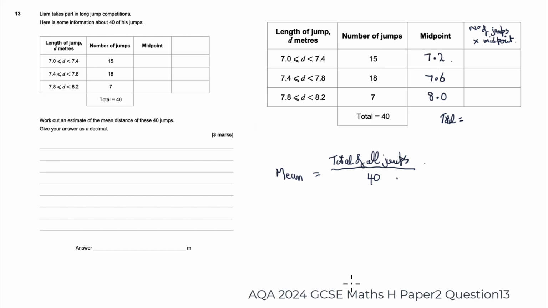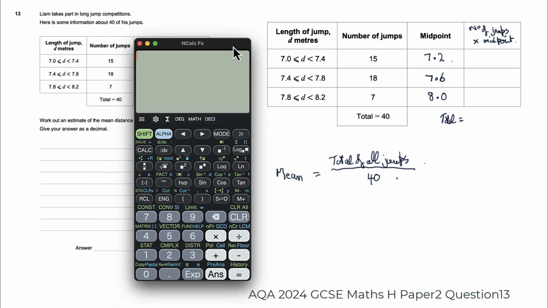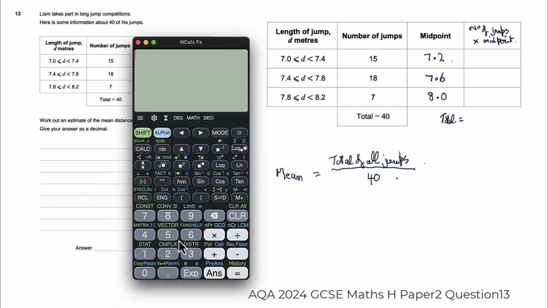We need to bring on the calculator for this part of it. So 15 times 7.2, it's 108.